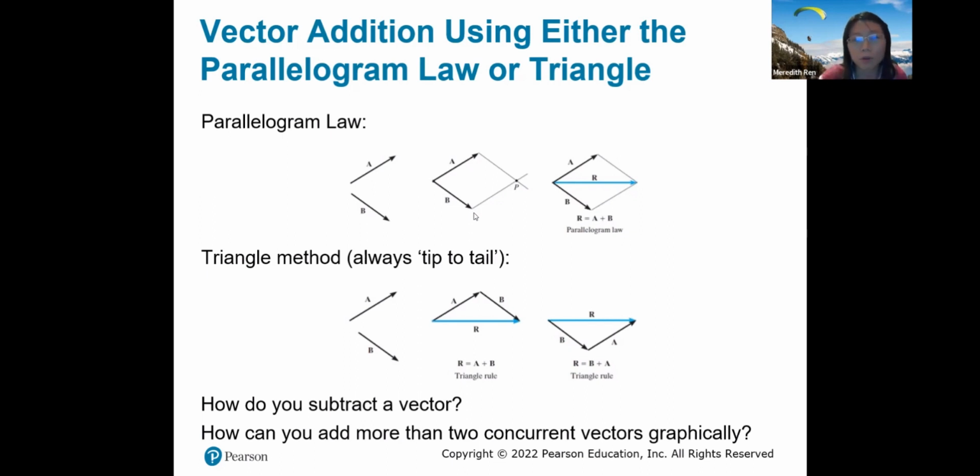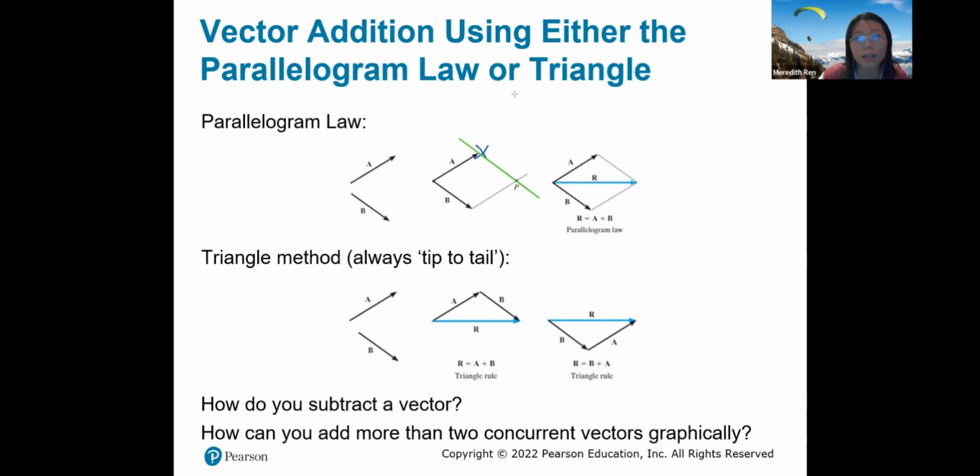What the parallelogram law says is that I am going to put the starting points of vector A and vector B together, the same starting point. Then start at the ending point of vector A. I am going to draw a parallel line, and this line is going to be parallel to vector B. That's the blue note over here.